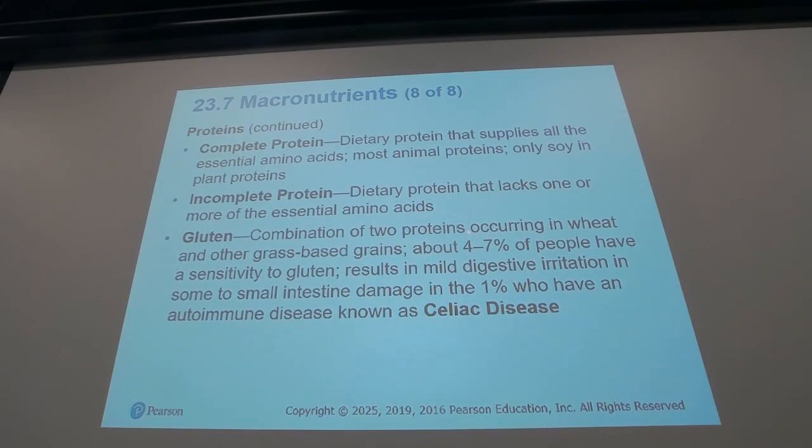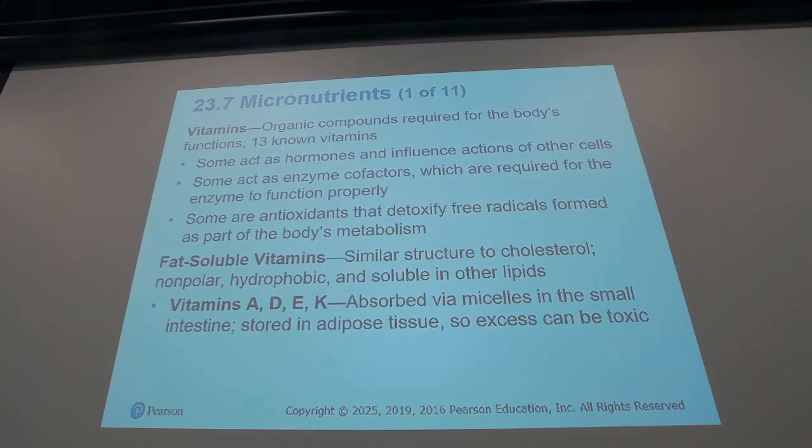Now, gluten is a combination of 2 proteins that occur in wheat and other grass-based grains, and about 4 to 7% of people in the world are sensitive to gluten, and their intestinal cells basically shorten when they ingest this gluten, and then they don't absorb their nutrients well. And this disease is known as celiac disease. And it's an attack on these cells in the intestine.